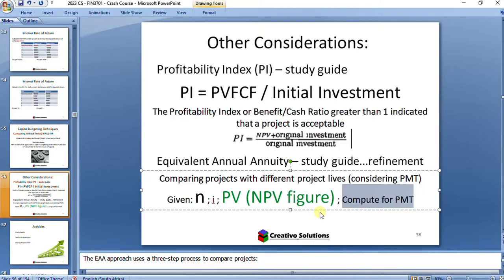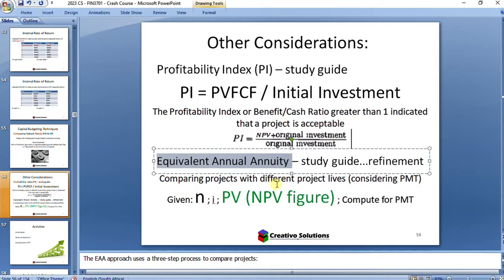Because if projects are different lifespans, one might be 5 years, one might be 10 years. Even though the one might have an NPV, it's a longer project, so you would expect more cash flow. Then you've got a shorter project which has less cash flow. If you have projects that have unequal lives, then it's better to use an annual equivalent. But this is from FIN2601. It's just an additional consideration.